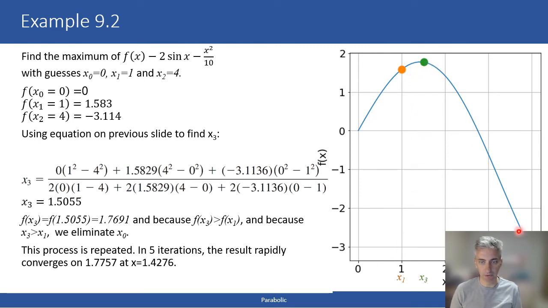And we have 3 new points: x1, x1.5055, and x4. So those are 3 new points that we can fit a new polynomial to get a better estimate of where the peak is. So if we go through this process and repeat it very rapidly, the system will converge on a value of x equals 1.4276. So previously we needed around 8 iterations of the golden section method. With this parabolic method, we only need 5 iterations to get to that similar level of accuracy.